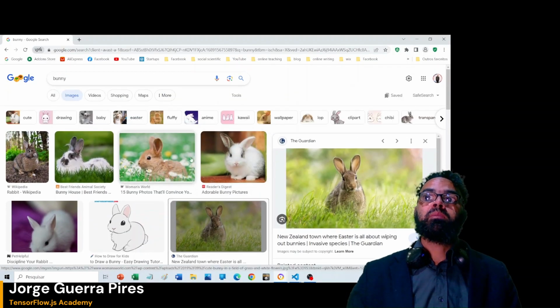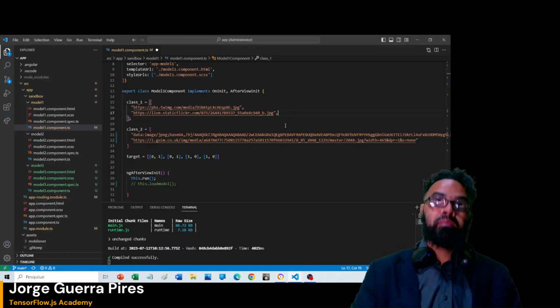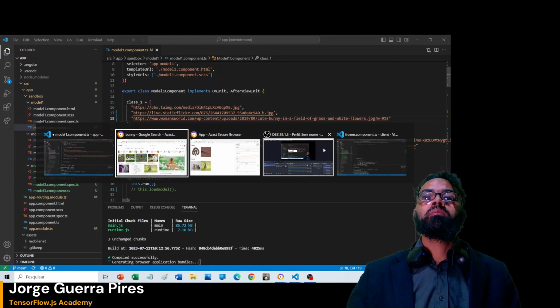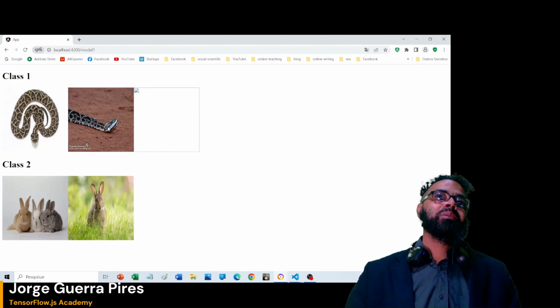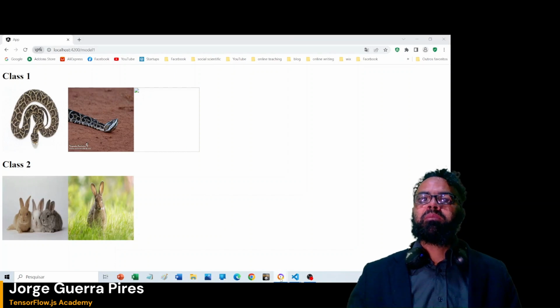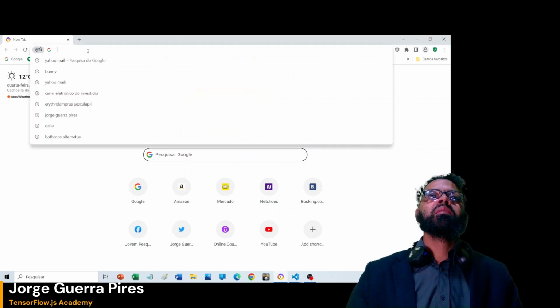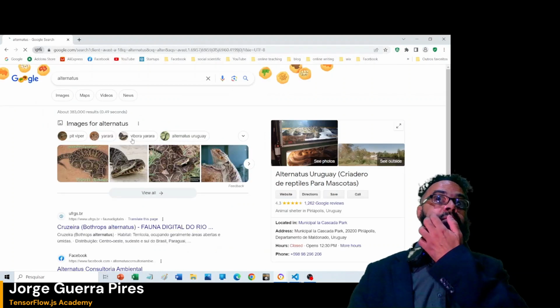Let's take model 1 bunny because maybe it's not that much. Copy address, let's put model 1 bunny and model 1. The problem is that I do not remember anymore which snake is this one. I was like here. I don't remember anymore which snake this one is. Yes, I remember. That's the snake.